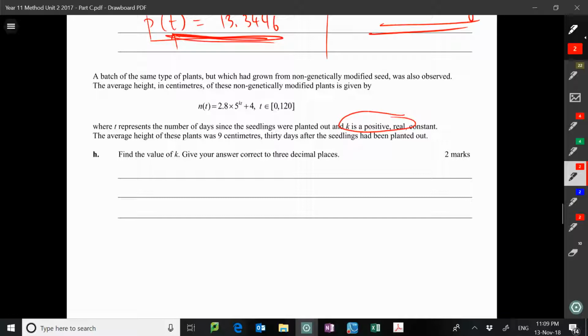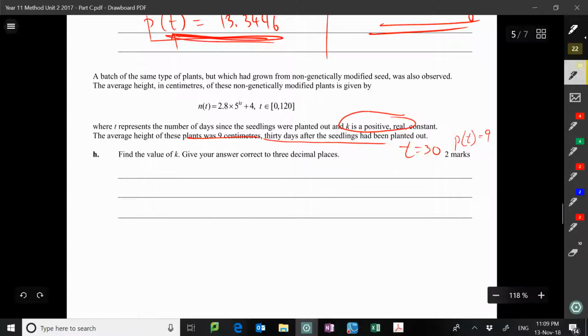The average height of these plants was 9 centimeters. Ooh, okay. 30 days after the seedlings have been planted. So they're really saying when T equals 30, P of T is, or P of 30 is equal to 9. That's pretty much what they just told me. Yeah, that's the key thing. You guys have to read the sentences and read what they're trying to say. They said the plant height was 9 30 days after they planted. So obviously it takes 30 days to reach 9 centimeters, right?